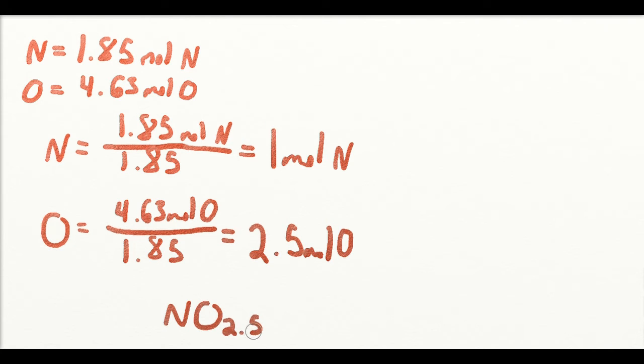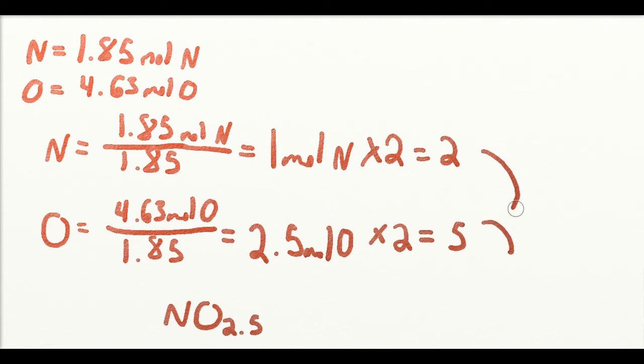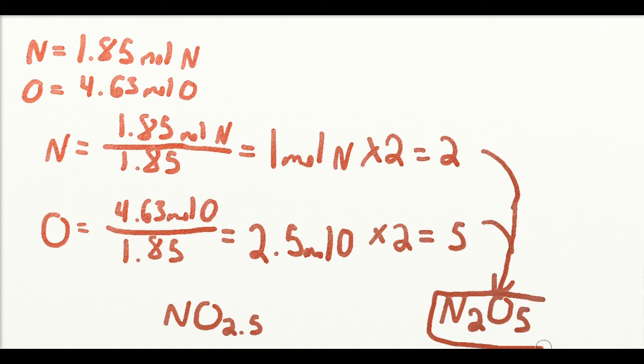Now, we don't want it as a decimal, so what we need to do is multiply both by 2, because we all know that 2.5 times 2 is going to equal 5, while 1 times 2 is going to be 2. So in a sense, you grab these two and put them into this formula right here. So it's going to be N2, because of nitrogen you have 2, 1 mole of nitrogen turned into 2, and O5. So your empirical formula is N2O5. And that's how you do that.